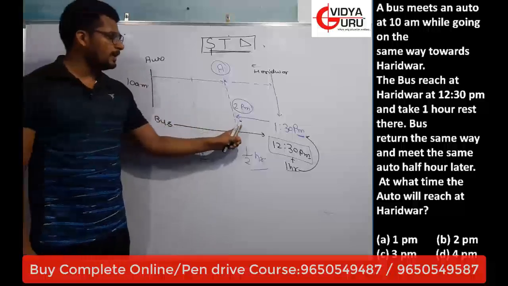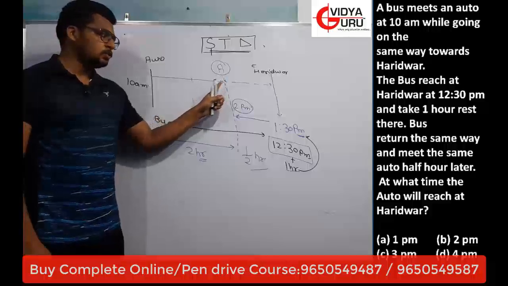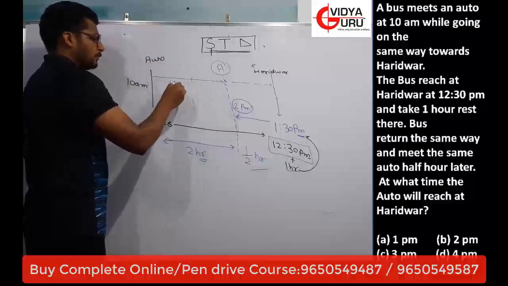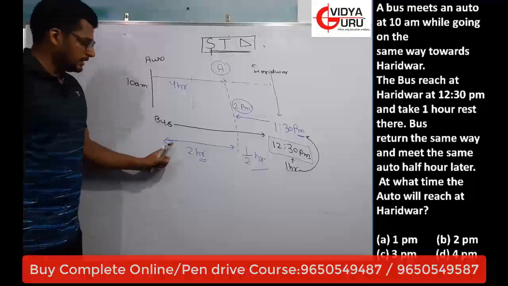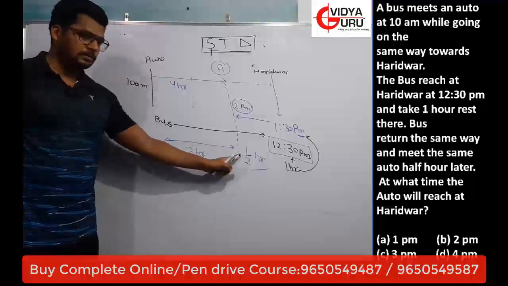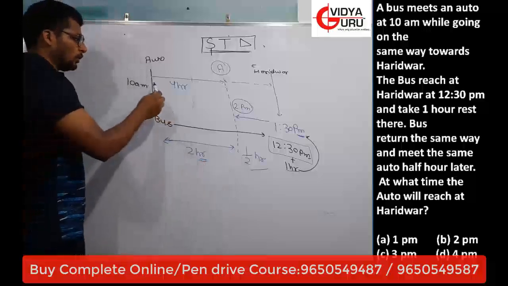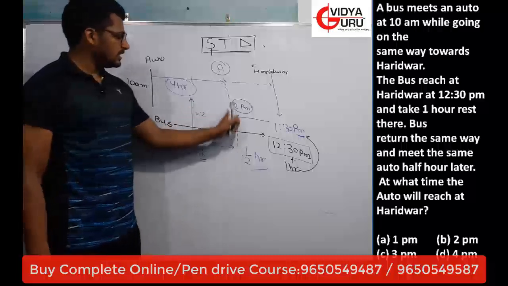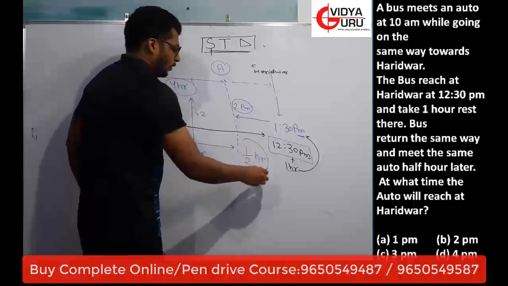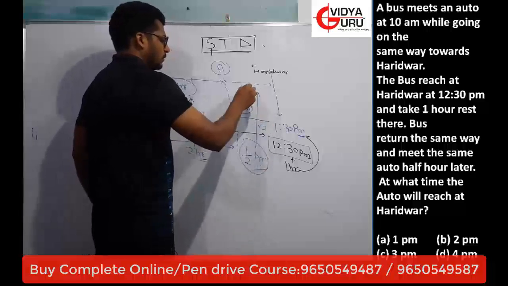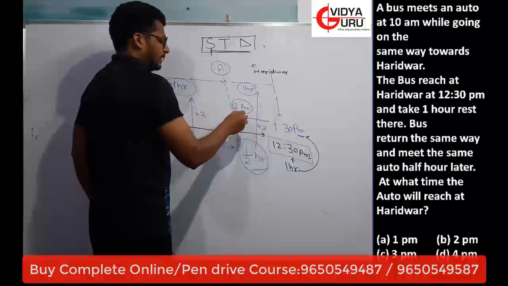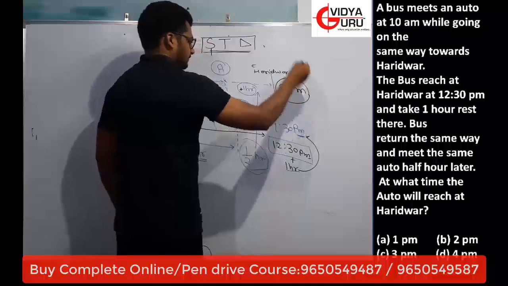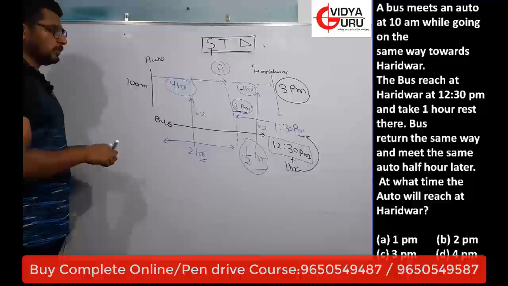Now, the auto started moving at 10 a.m. only. But the time is 2 p.m. and the auto has reached till here only. So how much time has the auto taken to reach here? 10 to 2 p.m. is 4 hours. Distance covered by the bus in 2 hours, the auto takes 4 hours to cover. It is becoming 2 times. So this distance covered by the bus in half hour, the auto will cover in 2 times, 1 hour. What is the time here? 2 p.m. 2 p.m. plus 1 hour, 3 p.m.